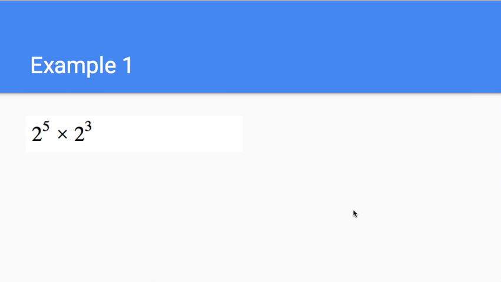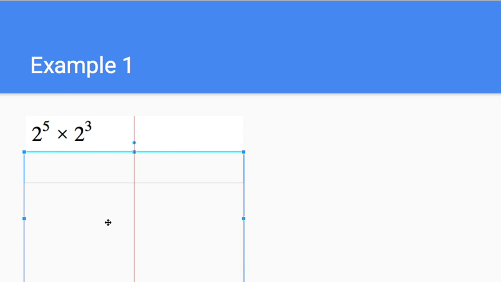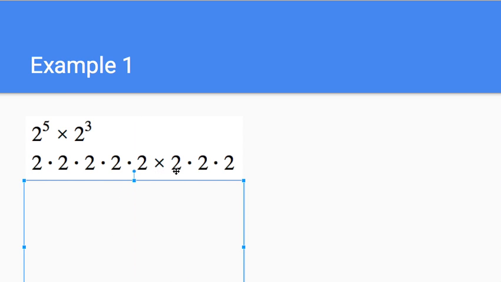So we've got 2 to the 5th power times 2 to the 3rd power. Now 2 to the 5th power is 2 times 2 times 2 times 2 times 2, and we multiply the 2 5 times. 2 to the 3rd power is 2 3 times. So here I've got it written out. If you look at this, this is 1, 2, 3, 4, 5, 6, 7, 8. It's being multiplied 8 times, so that's the same as 2 to the 8th power. So this is why it works.